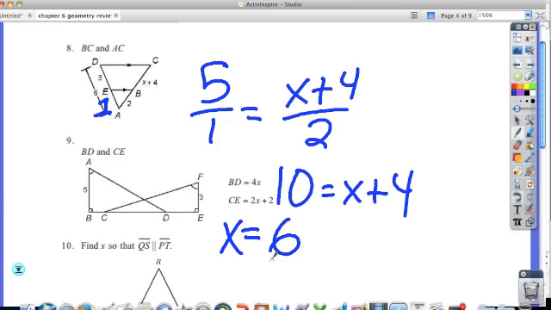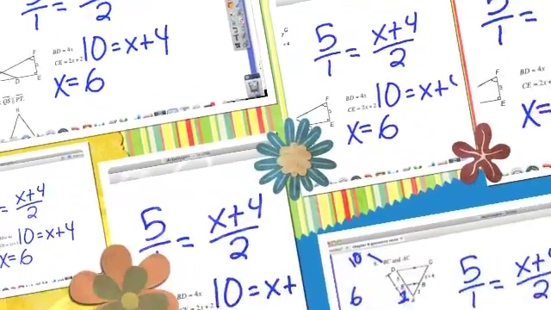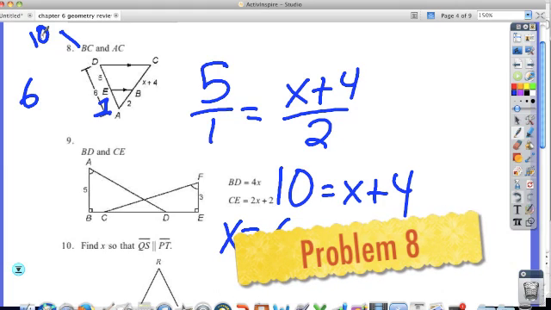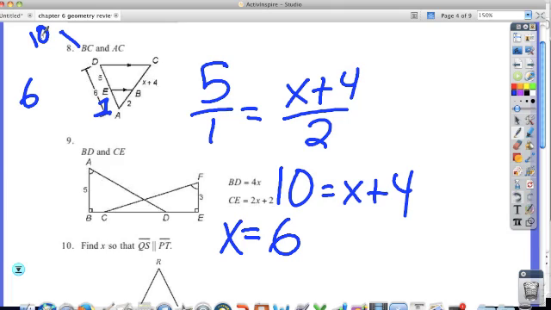So x is equal to 6, but I was supposed to find x plus BC plus AC. So x is 6, BC is 10, and AC is... Did we decide there was 12?